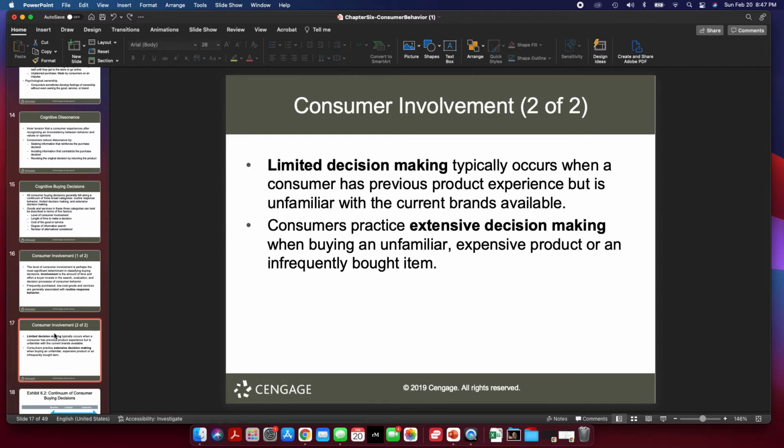Limited decision-making typically occurs when a consumer has previous product experience but is unfamiliar with the current brands available. Consumers practice extensive decision-making when buying an unfamiliar, expensive product or perhaps an infrequently bought item.